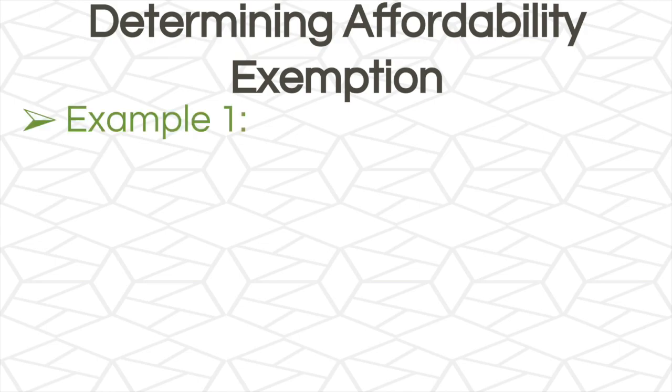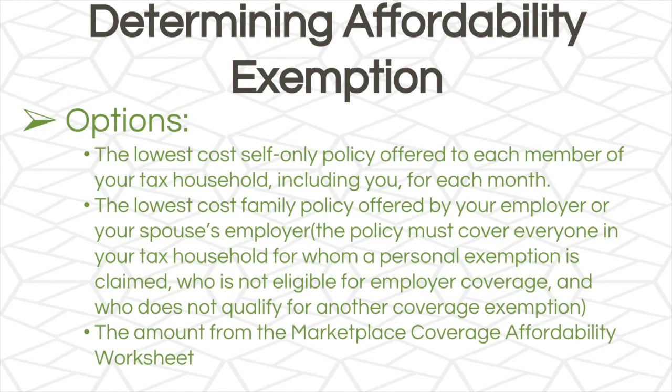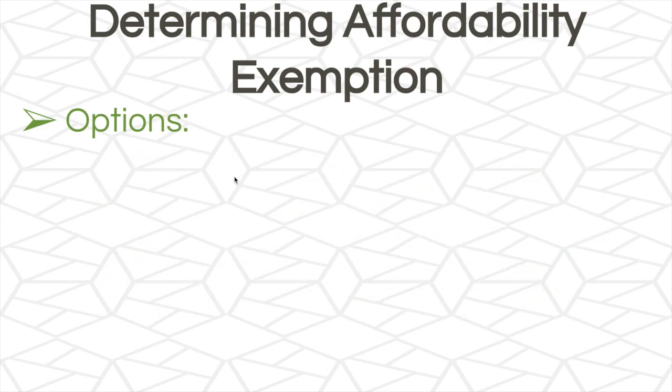Okay, so let's go through some examples to determine which option to use. Beth is 40 years old, she's single, she has no dependents, and she did not have health insurance for the whole year. She did not meet any of the other exemption requirements, so we checked the affordability exemption as a last resort. She says that her employer offered her a plan, but that it was too expensive, so she didn't purchase it. So which of the three options are we going to use? Did she have an offer of a self-only policy? Yes, right?